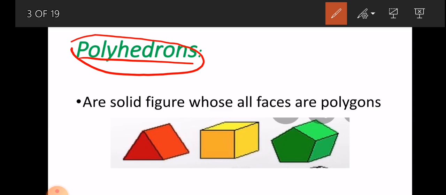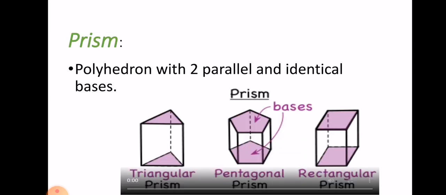So again, what do polyhedrons mean? Polyhedrons are solid figures where all of the faces are polygons. So this face is a polygon. From here it's a polygon. All the faces are polygons. It means no curved sides in it. All of them are straight sides. So a solid figure with straight sides, I can call a polyhedron. Let's go to another part.